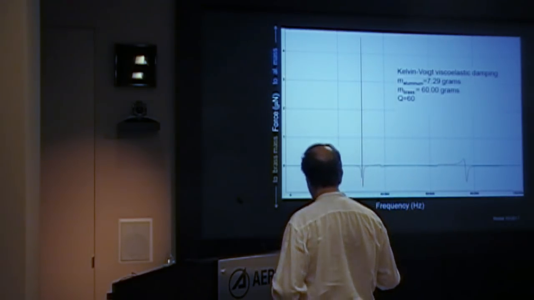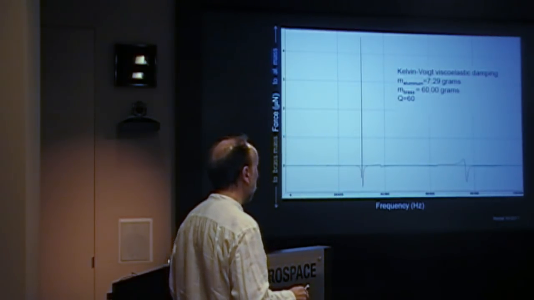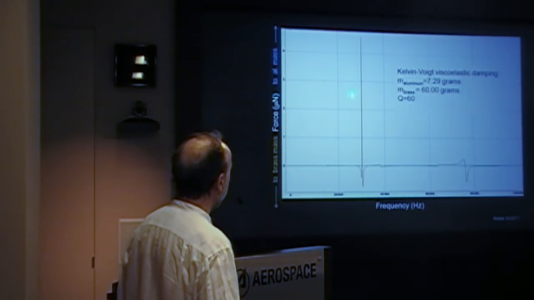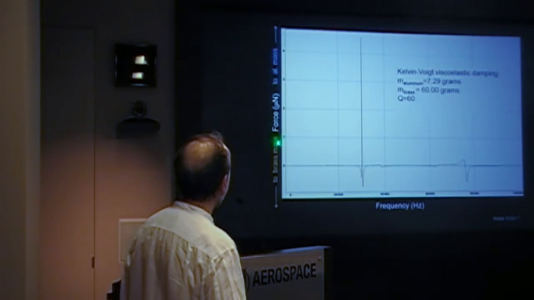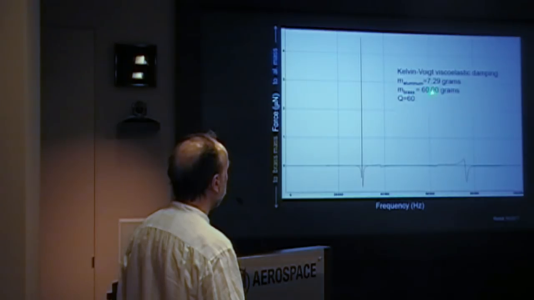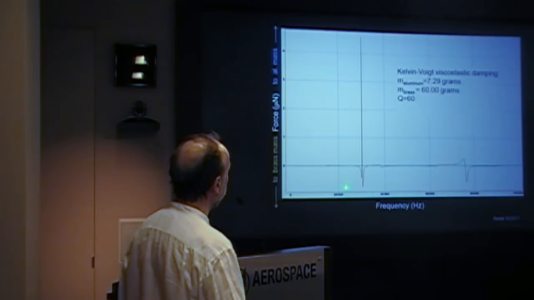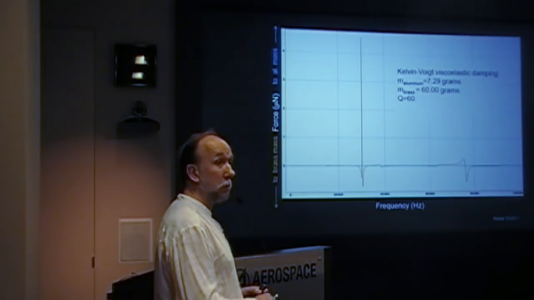So I'm going to show you results for two models of damping. One is the so-called Kelvin-Voigt viscoelastic damping. And this is the first mode. And this is the second mode. And this is the force versus frequency. And this is the force towards the aluminum mass. And this is the force towards the brass mass. And for these parameters, for the brass mass being 60 grams and the aluminum mass being 7 grams and a Q equals 60, it looks like this. And using, again, a scaling factor, then I get this.